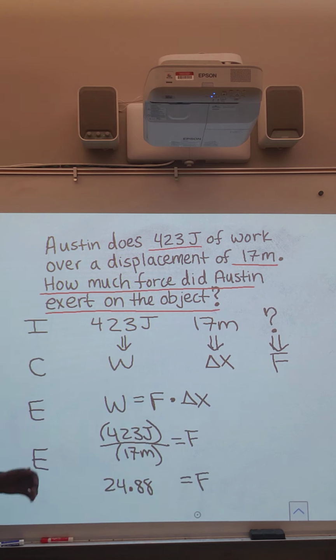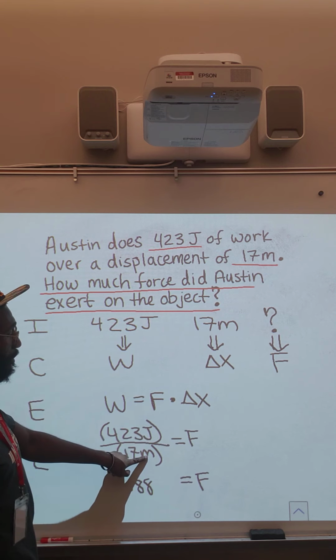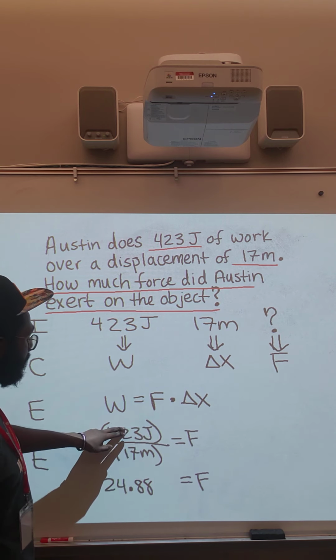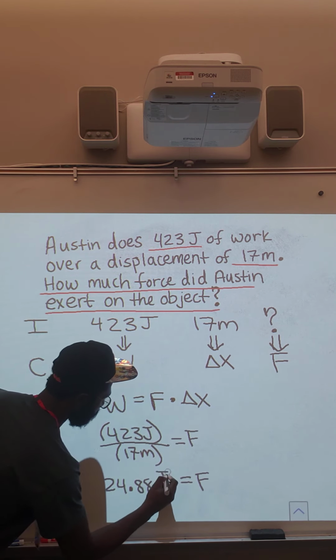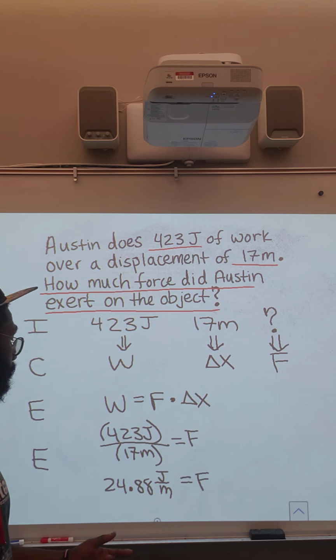Now we need units to go with our number, okay? Now here we have joules up top and meters on the bottom. So we just keep that, joules divided by meters, just like we did 423 divided by 17. So we're going to go ahead and write joules divided by meters here. Now, 24.88 joules over meters is equal to the force.